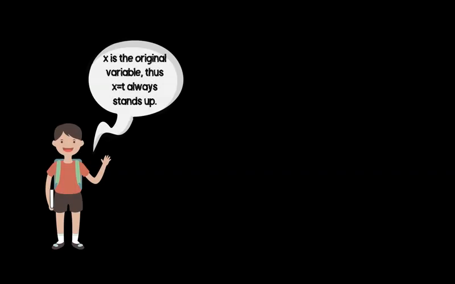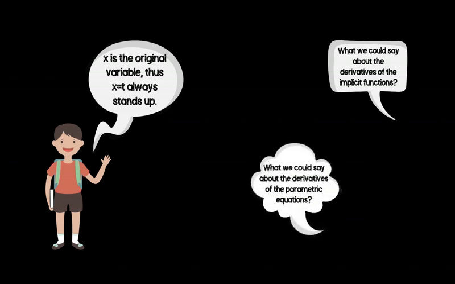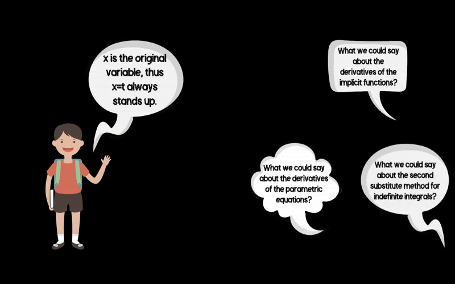Someone may say that x is the original variable, thus x equals t always stands up, so dx equals delta x. We may ask, if this argument made sense, what we could say about the derivatives of the implicit functions, what we could say about the derivatives of the parametric equations, and what we could say about the second substitute method for indefinite integrals. What we discussed above is the situation of one variable. It's more ridiculous when we turn to the calculus of functions of multivariables.